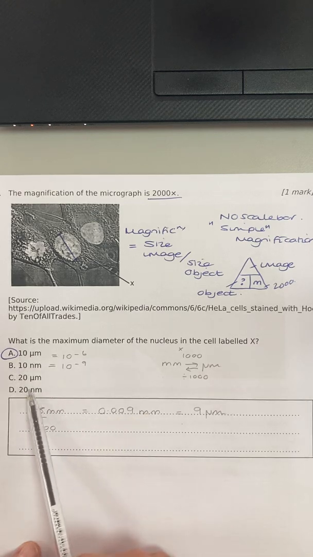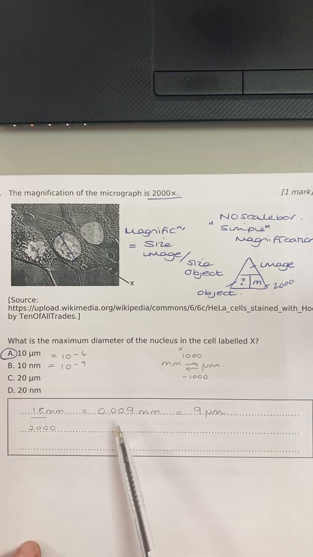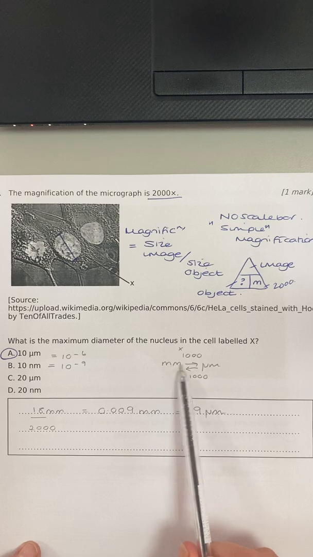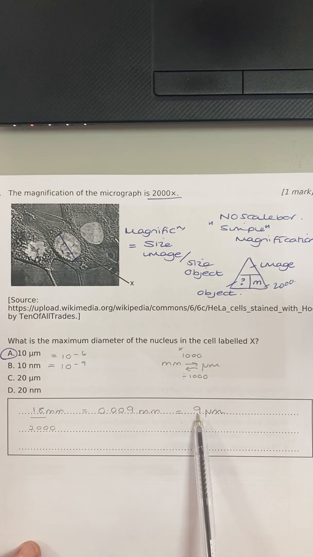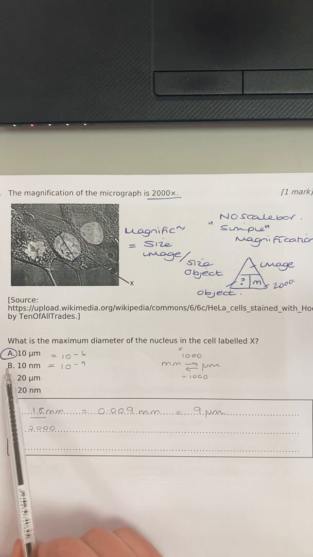Now obviously that answer in itself doesn't appear here. I have answers in micrometers and nanometers. So if I take my answer and convert it into micrometers, remembering again the conversion between micrometers and millimeters, then my answer becomes 9 micrometers. So here I have 9 micrometers, which is closest to a value of 10 micrometers as opposed to any of the other values here.